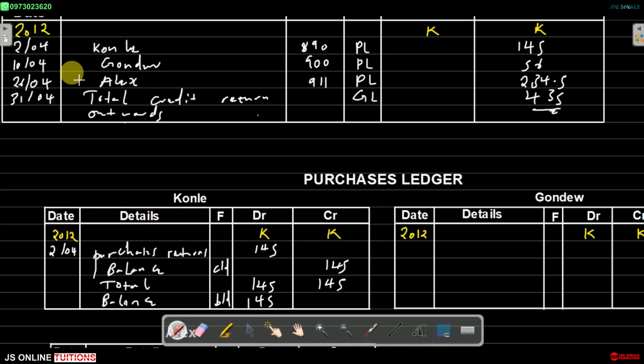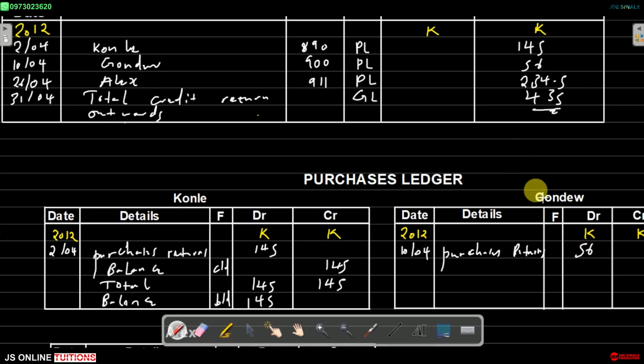So the next transaction occurred on the 10th, and that involved Kondwe. So I've already written the account for Kondwe there. So we can say 10th of April there, we're going to say purchases returns. So we're going to debit it with the amount that is showing in the returns outwards table, and that's 56. So we'll say 56.